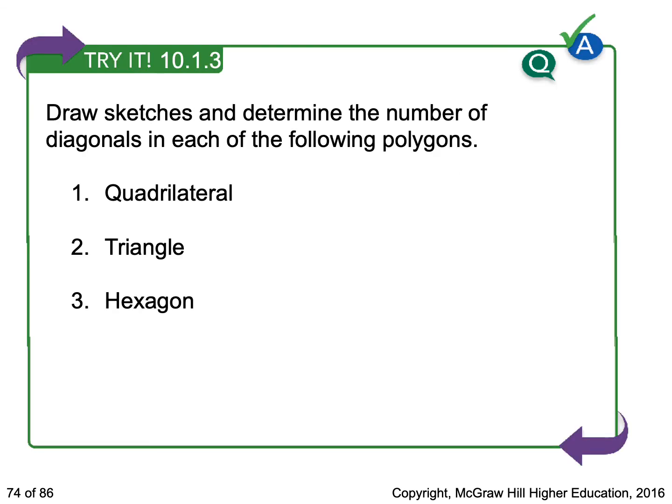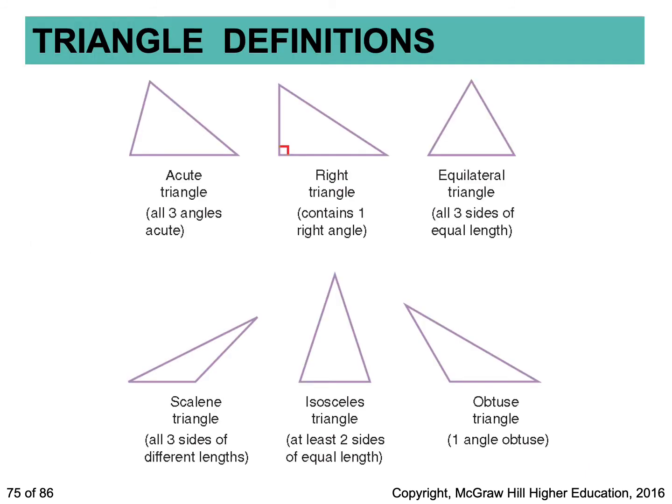And so on this try it, you are drawing sketches to determine the number of diagonals, the total number of diagonals in each shape. Next we get to triangles. So you have an acute triangle where all of the angles are acute, a right triangle where it's just one right angle, equilateral triangle, all three sides are of equal length, and all three angles.